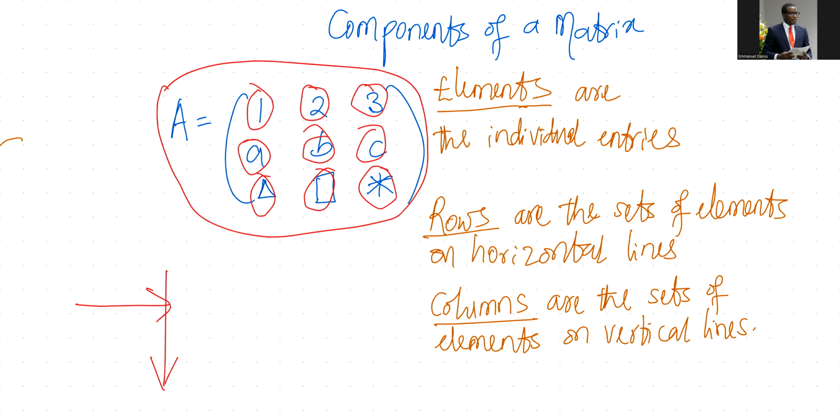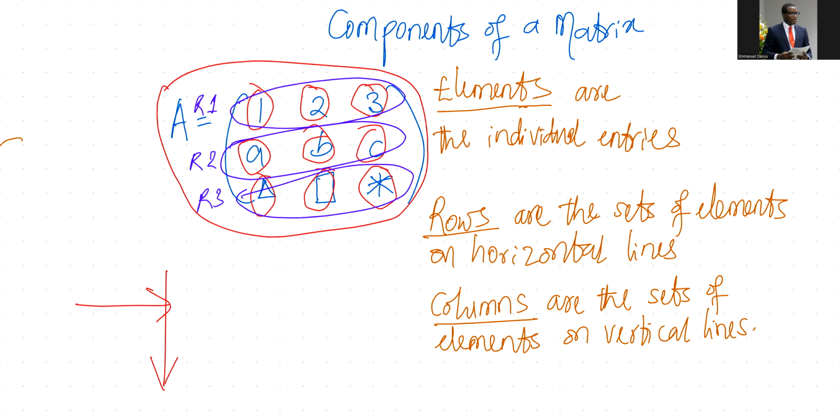Now that we have talked about the elements, what about the rows and columns we talked about previously? You should understand that the rows of a matrix are the sets of elements on horizontal lines. So these elements, 1, 2, 3, will form row 1. These elements, A, B, C, form row 2. And the elements, triangle, rectangle, and star, form row 3. So those are the rows. So the rows are basically the horizontal lines of a matrix.